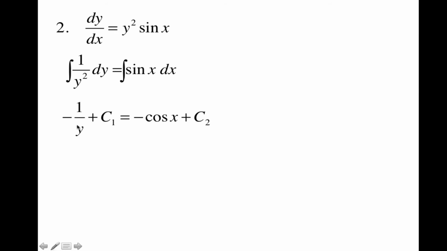And after integrating, you would get negative 1 over y. I got this because I brought y squared to the top to get y to the negative 2. And of course, the antiderivative of sine x is negative cosine x. Subtract the constants. So now I get negative 1 over y equals negative cosine x plus k.